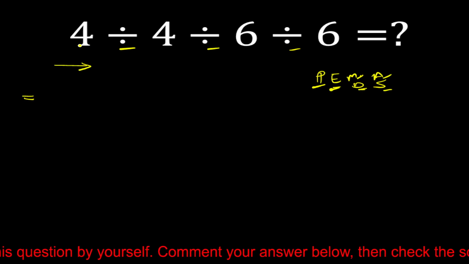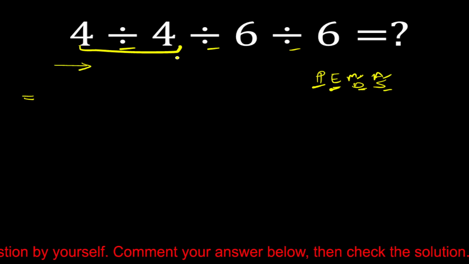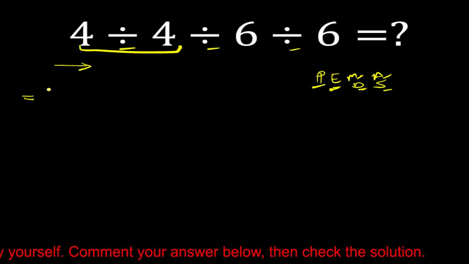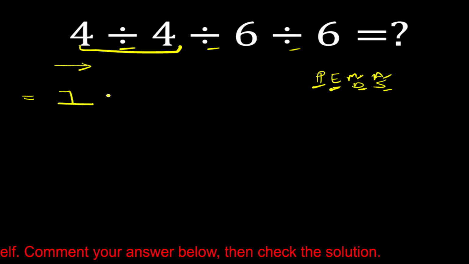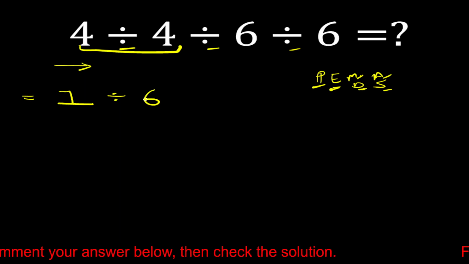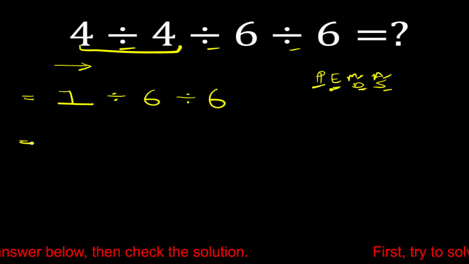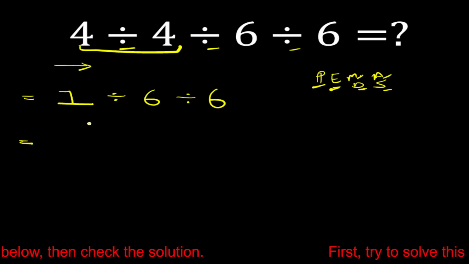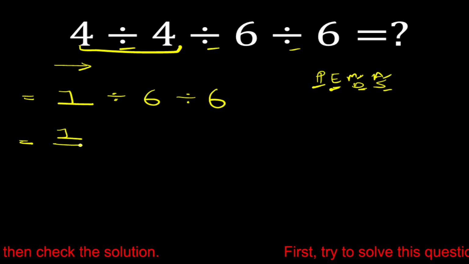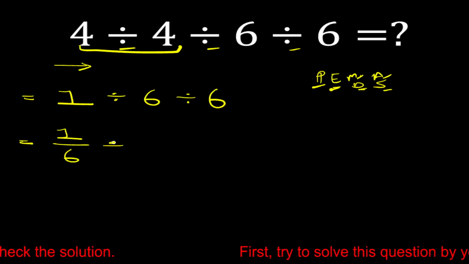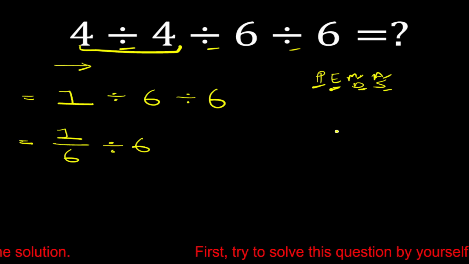So, first we have to solve this part, okay? So 4 divided by 4 is equal to 1. Divided by 6, divided by 6. Now 1 divided by 6 can be written as 1 by 6, divided by 6, okay?